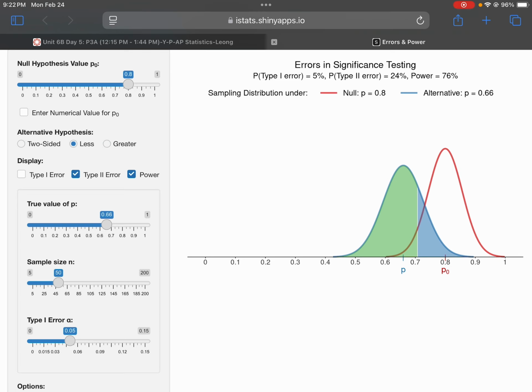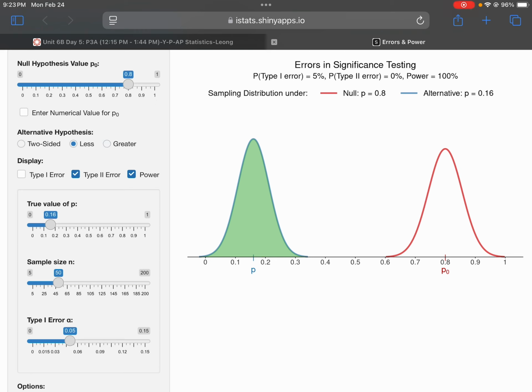If she claims she's an 80% shooter, but maybe she's like a 75% shooter, that's a really small lie. It's hard to catch people telling small lies. But if she's claiming to be 80% and she's really 16%, that's a big lie, and we should be able to detect big lies pretty easily. Right?